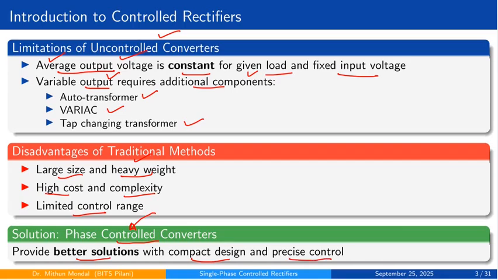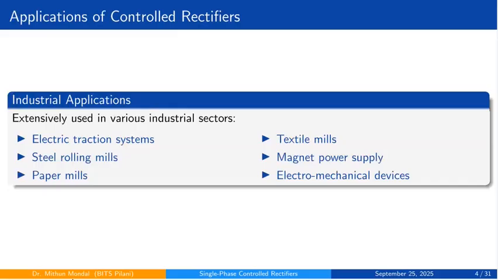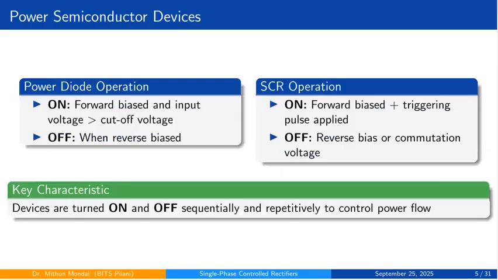So uncontrolled rectifiers can be replaced with controlled rectifiers. The control rectifiers are heavily used in industrial applications such as electric traction systems, steel rolling machines, paper mills, textile mills, magnet power supply, and electromechanical devices. So these are the various industrial sectors where the control rectifiers are basically used.